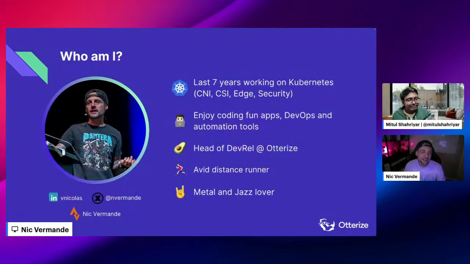My name is Nick Vermondy. I'm the head of developer relations at Otterize. I've been working with Kubernetes for probably 8 years now, in different capacities: product management, engineering, technical marketing, and more recently, for the last couple of years, developer relations. On CNI, CSI, Edge, security, pretty much everything around Kubernetes.